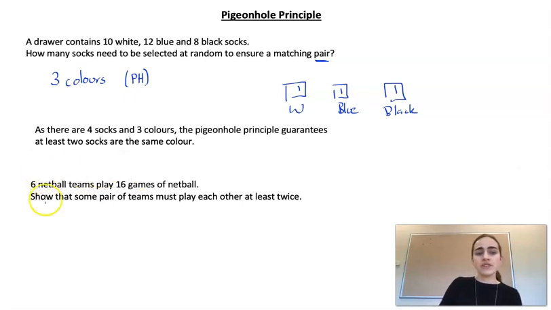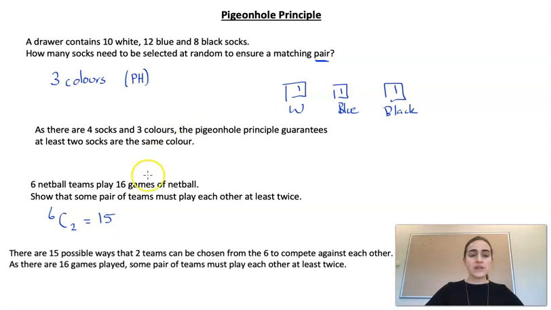So if we've got 6 netball teams, if we're pairing them up so that they can play games against each other, we can do that in this many different ways. So we're going to go 6C2. That's going to tell us the number of different ways we can pair those teams up. And that would give us 15. Now, if there's 15 different combinations we can make, but we're going to play 16 games, then that tells us that at least one of those pairs has to occur more than once.